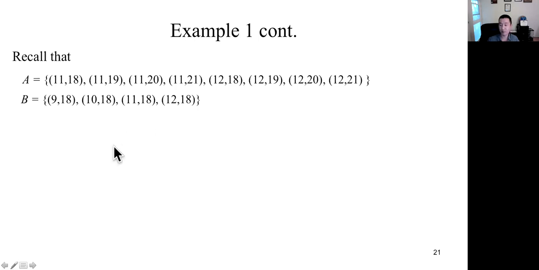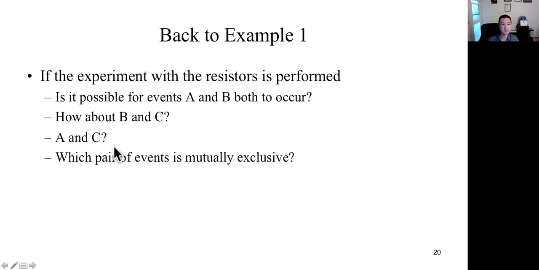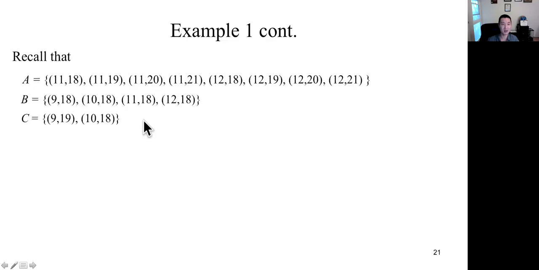Okay, how about B and C? Does B and C have anything in common? We just check for anything in common between B and C, and the answer is also yes. We have 10, 18 occurring in both B and C, and so on. I will just skip the remaining two questions here.